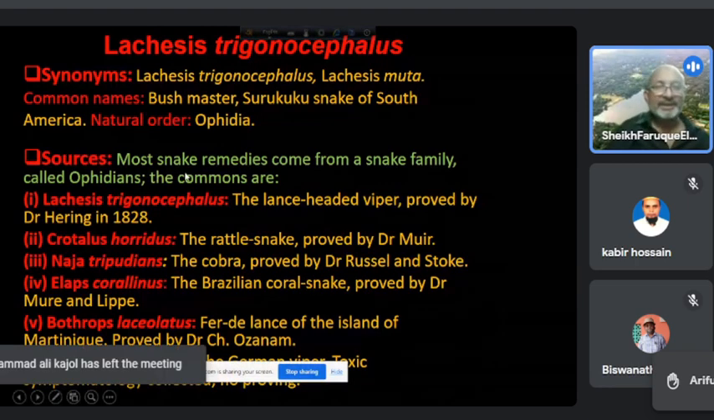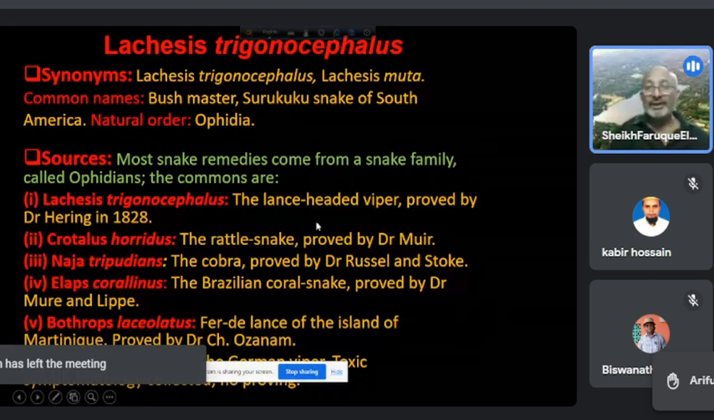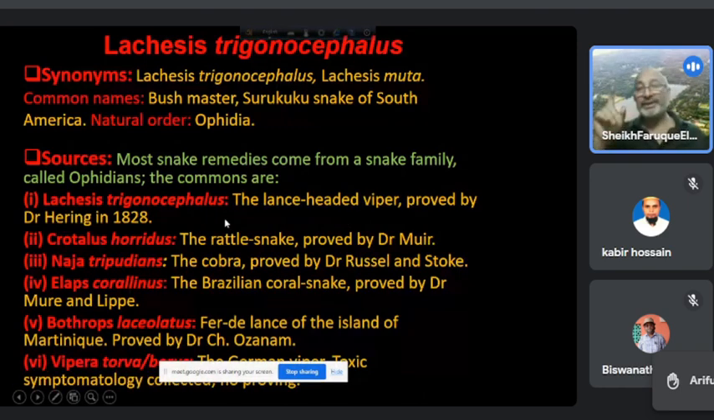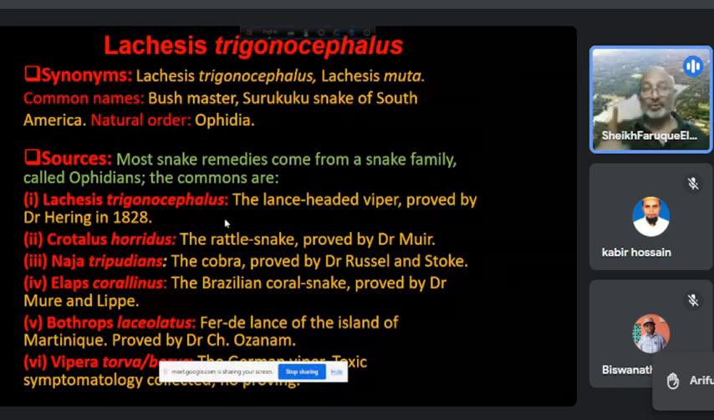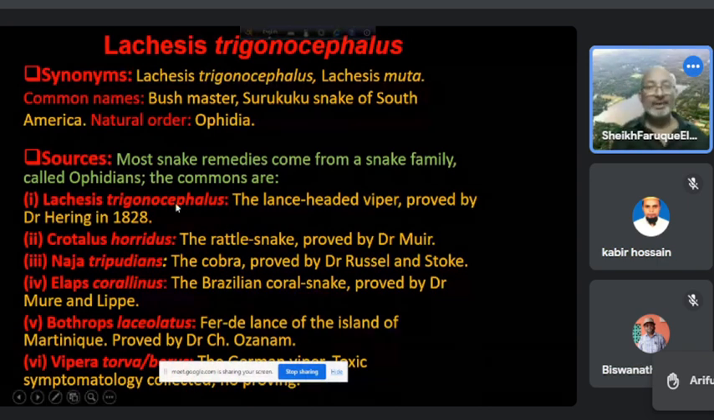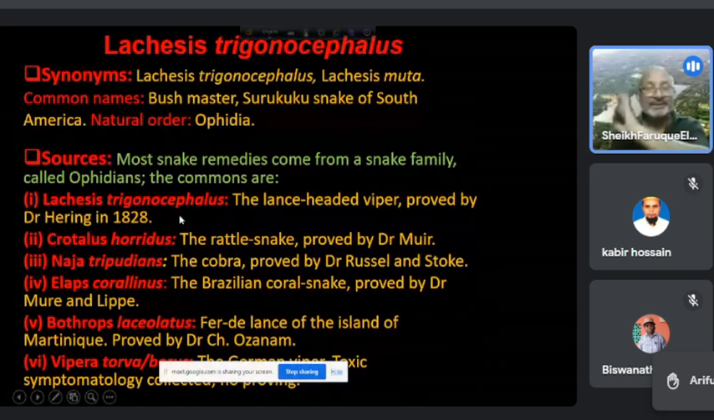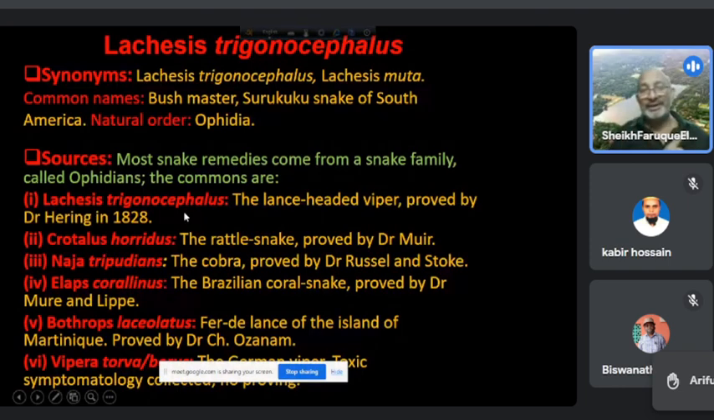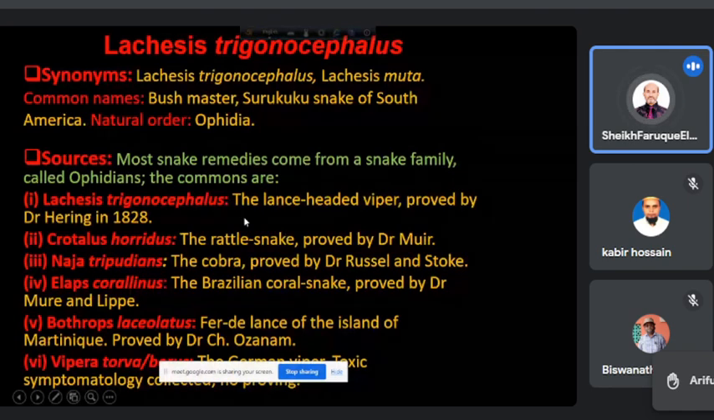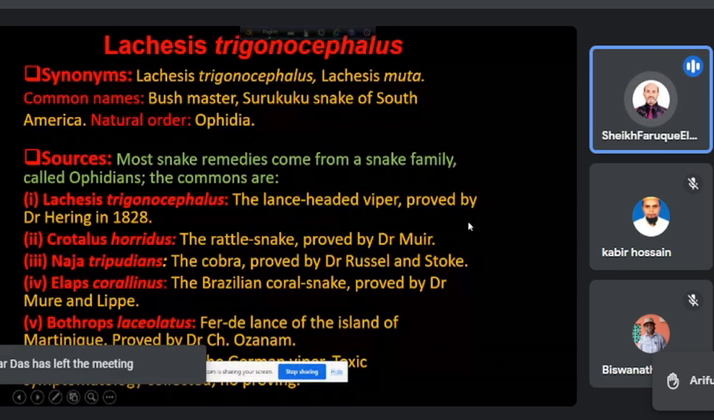So these 6 medicines we'll study here. The first one is Lachesis trigonocephalus. This is called lance-headed viper, proved by Dr. Herring in 1828, while Herring was only 28 years old. We'll say the details afterwards, only name now. Then there is another one, Crotalus horridus. This is called rattlesnake. This is also a very poisonous snake. This is proved by Dr. Muir.